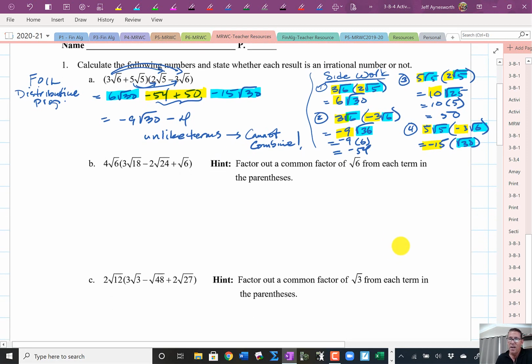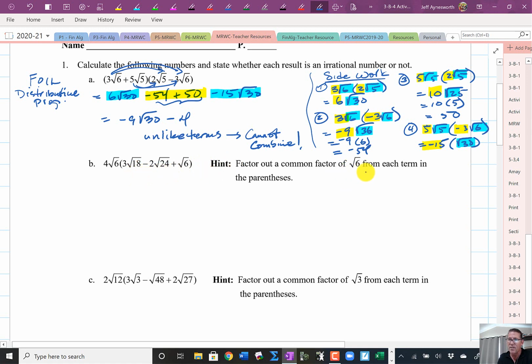All right, now, the next few have hints. You can either take the hint or you can leave it. You don't have to factor out a common factor of 6. Some of you guys like distributing through, but you've got to be careful because it causes bigger numbers. I mean, root 6 times root 18, if you can do that in your head and then simplify in your head, great. However, that's not the easiest way to do it. So I suggest you simplify the roots first.